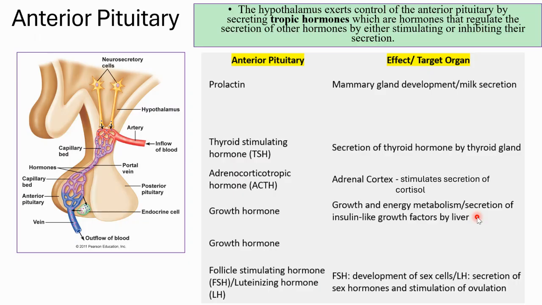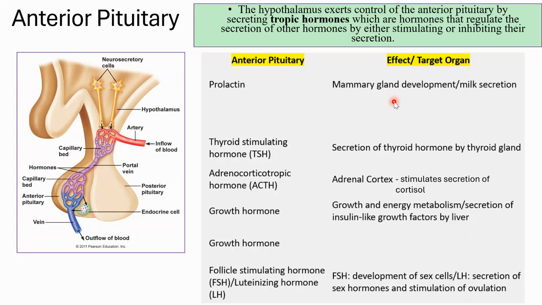Now, we talked about the hormones coming from the anterior pituitary: prolactin, thyroid stimulating hormone, adrenocorticotropic hormone, growth hormone, follicle stimulating hormone and luteinizing hormone. You need to know where they're going. So, where does prolactin go? Again, these are tropic hormones, meaning they're going to go somewhere else rather than stimulate or inhibit another secretion. So where is the target? Where's the end result here?